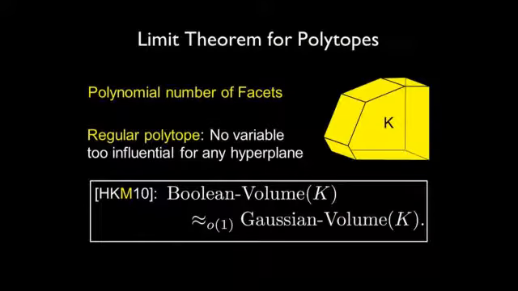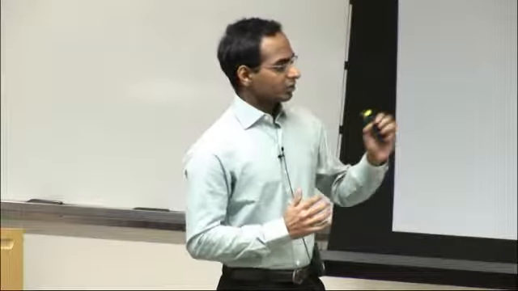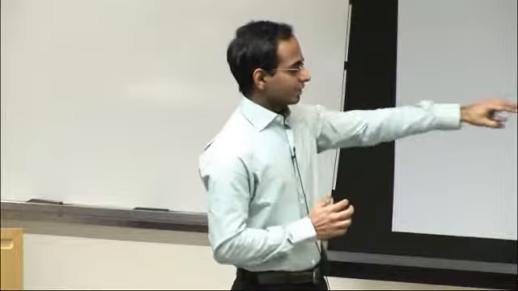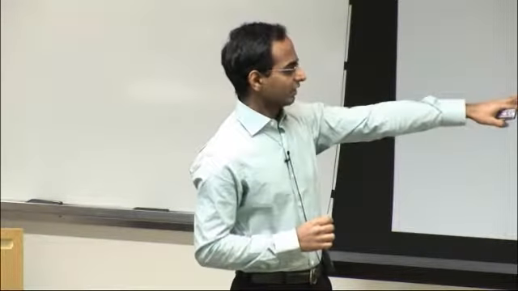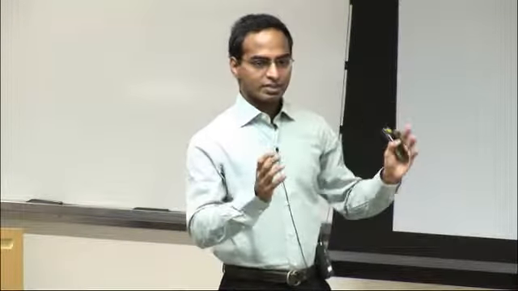And in joint work with Harsha and Klivans, we showed that if you have such a regular polytope, then the Boolean volume of the polytope is close to the Gaussian volume with an error which is little o of 1. The little o of 1 is actually something like log squared the number of faces, but most importantly, it's little o of 1. So the error goes to 0 as the dimension goes to infinity.